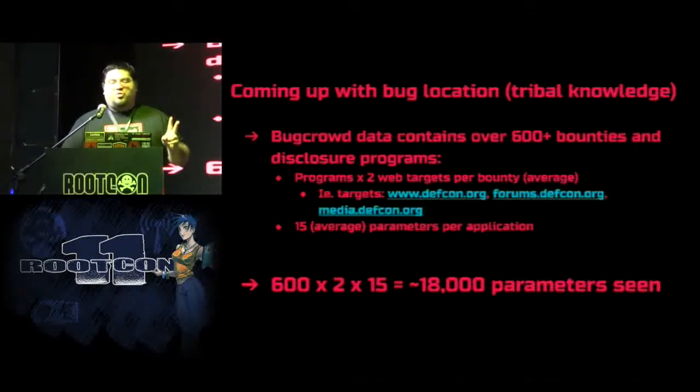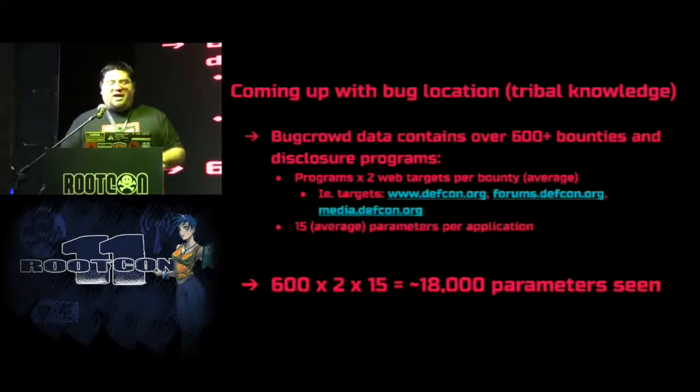So let's say that we're talking about Tesla Motors or Tesla.com, or one of our other clients that's public, or DEF CON here for an example. DEF CON has defcon.org. They also have forums.defcon.org. They also have media.defcon.org. These are all distinct web applications. So we averaged out that out of our 600 bounties, and this is very fuzzy math, each one has 2 targets, just on average.